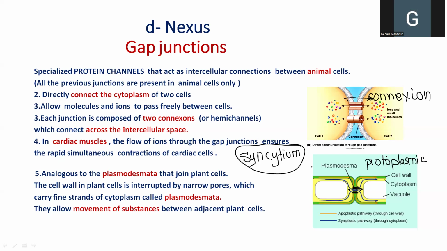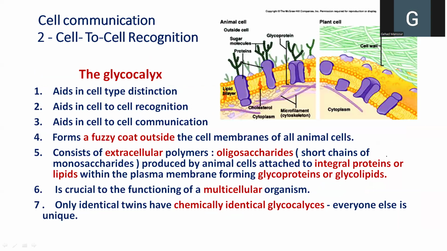So analogous to the gap junctions in animal cells, we have the plasmodesmata that join the plant cells. So the cell wall, as it's written on the slide, is interrupted by narrow pores. Actually, they are not pores, but they are spaces in the cell wall, or spaces between the adjacent cells where the cell wall is not present. And they are fine strands of protoplasm, actually, not of cytoplasm, that are called the plasmodesmata, and that ensure rapid transfer of water and ions between the plant cells.